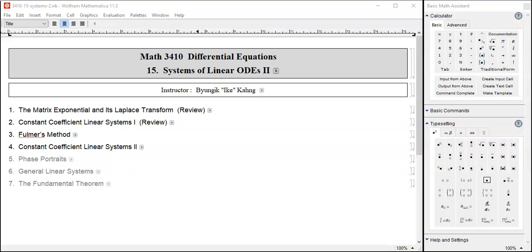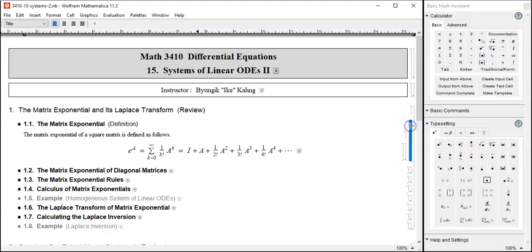How much of them will be required and how much of them will be diverted to optional topics, I'm not so sure at this moment. I'm going to make an appropriate decision as the semester progresses. For now, let's just cover it as planned. And here we go. Let's begin with a review.